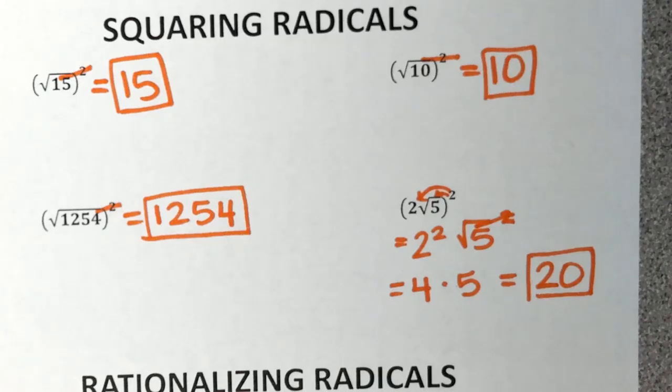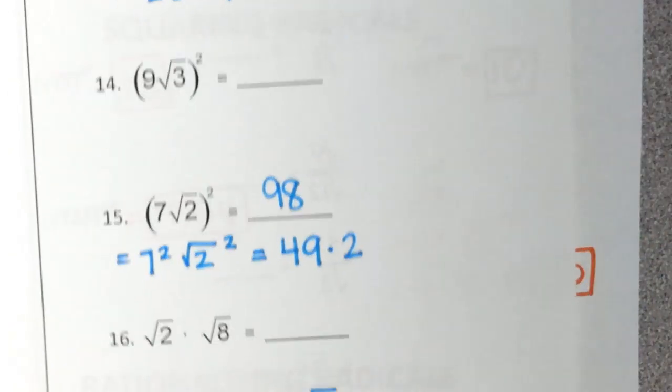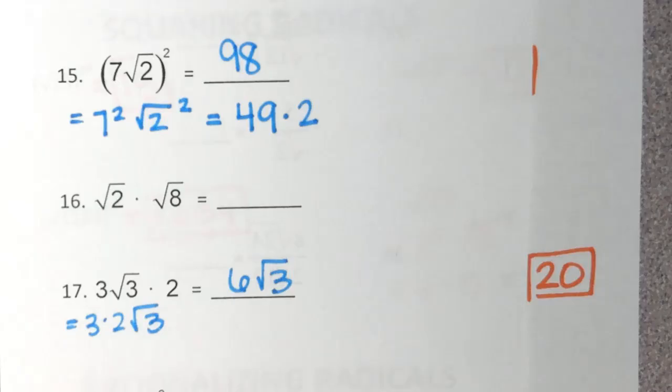Be careful that when you're squaring them, you are multiplying it by itself, not by 2. Here's the answer to 15 and 17. Yeah, that's like everybody does that. A lot of people are doing that. Common mistake.